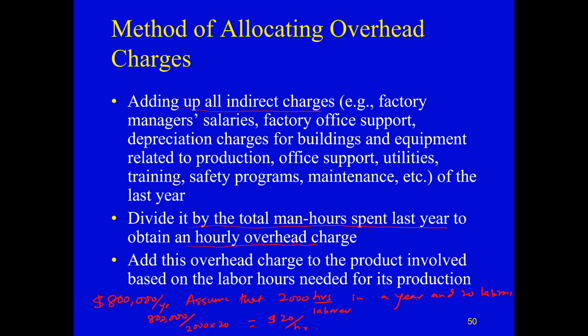And let's say for a product we are making, 4 labor hours are used, then multiply by 4 hours per unit of product. Then hours cancel. We have $20 multiplied by 4, which is $80 per unit as the cost of overhead charges.